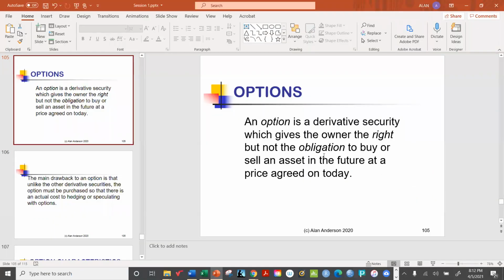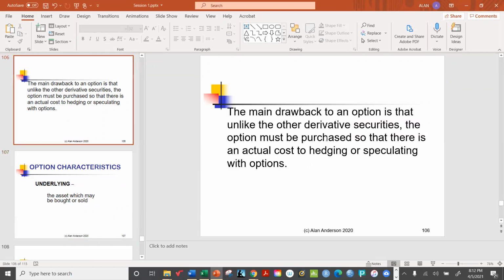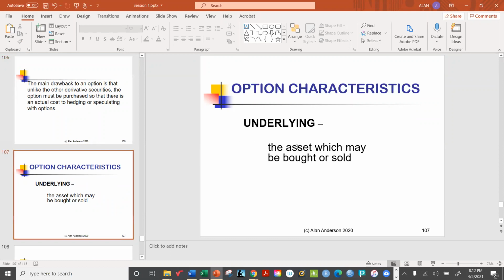So the option, again, gives you the right, but not the obligation to buy or sell an asset in the future. The price is settled on today. So it's structured a little bit differently than forwards and futures and swaps. For example, we know about the price, but an option can be characterized by several different features. For one thing, what exactly does the option give us the right to buy or sell? Whatever that is, it's called the underlying asset.